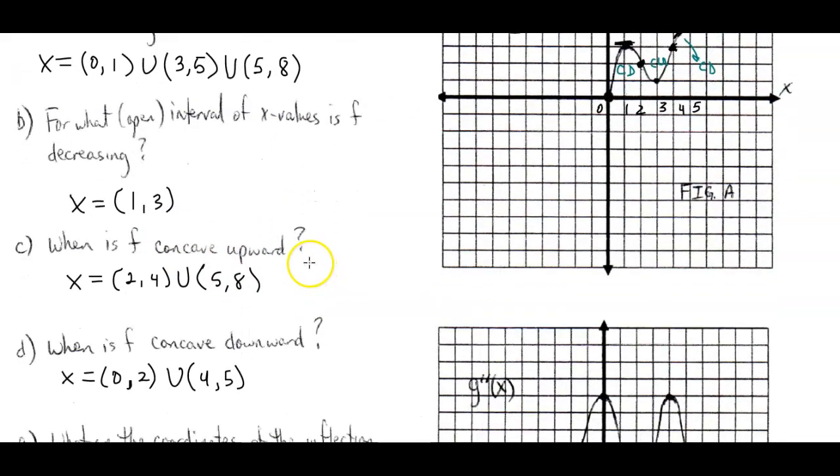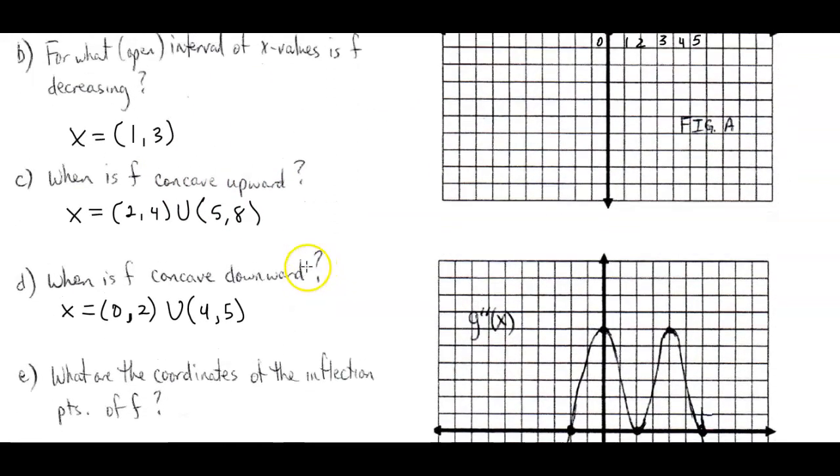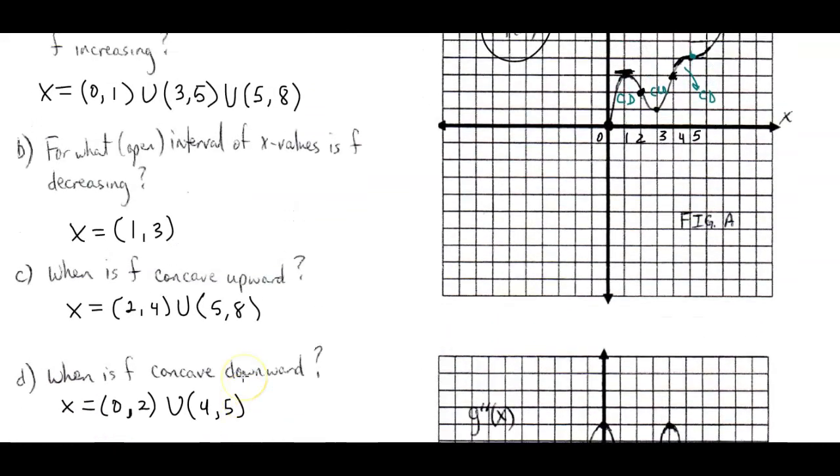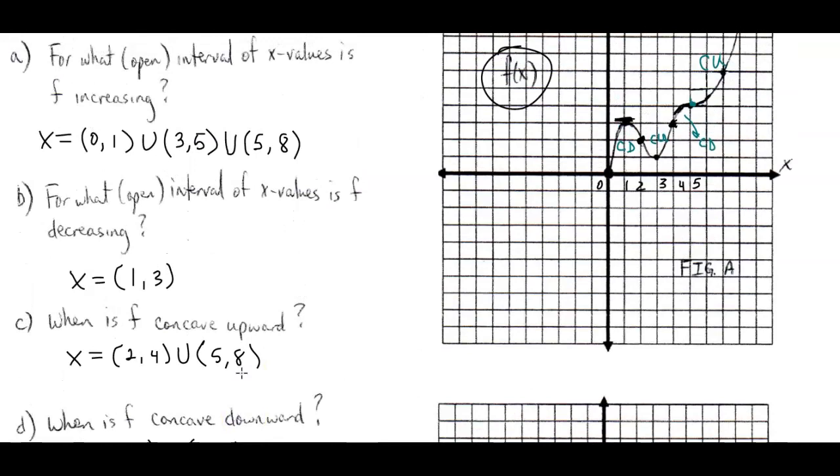All right, so let's look at our second. Oh, sorry, I need to do this one last question here. What are the coordinates of the inflection points? Remember, inflection points are the places where our concavity changes. And so I'm just going to write those down here. I'm just going to call them IPs: places where our concavity changed.